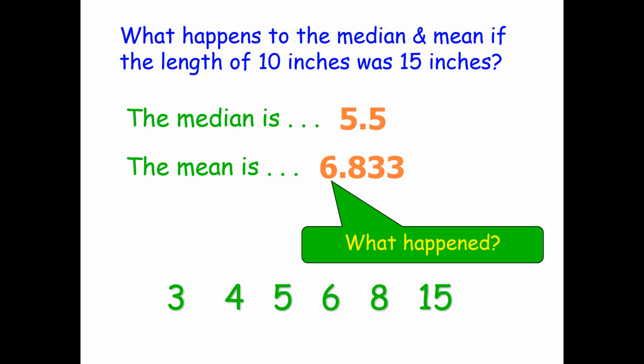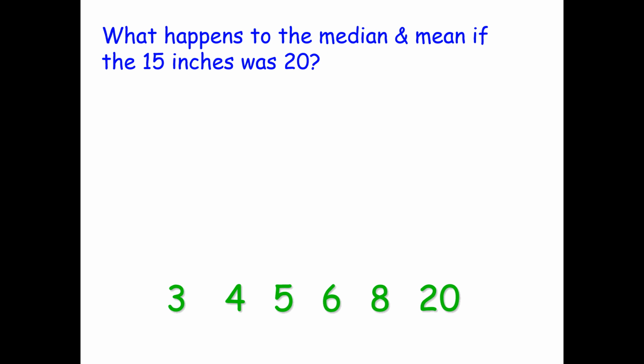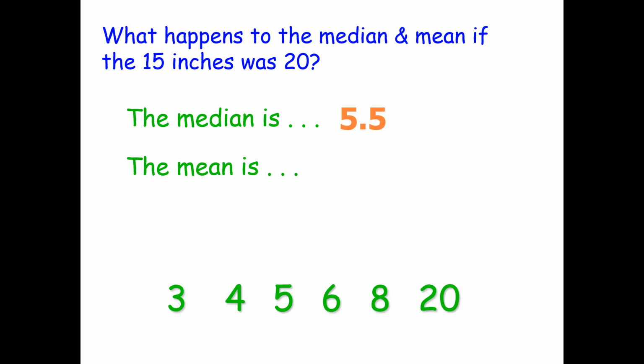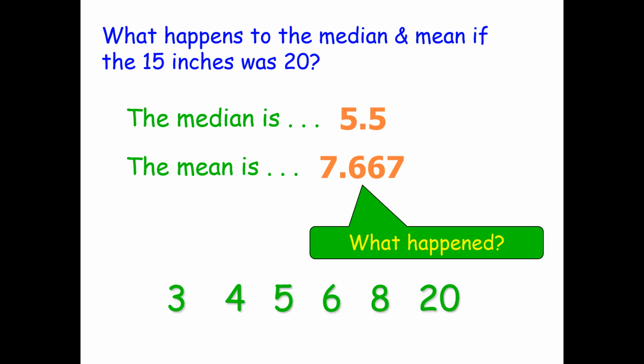What if we replace now that 15 with a 20? What do you think is going to happen to the median and to the mean if we replace that? So here the median is going to be 5.5. And the mean, after we add up all of our values and divide by 6, is going to be 7.667. So what happened here? That's right, it went up. But the median hasn't changed.